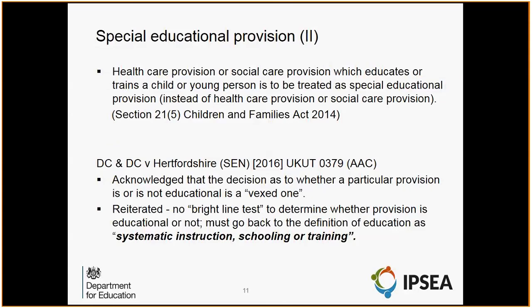An important section of the Act is Section 21(5), and this is the section which says that healthcare provision or social care provision which educates or trains a child or young person is to be treated as special educational provision. The leading piece of case law here, which we've referred to in the slide, is DC and DC against Hertfordshire. And in this one, the upper tribunal acknowledged that the question about whether or not some provision is educational is a vexed one. There is no bright line test to determine this, and if needs be, you'll have to go back to the definition of education as found in the dictionary, such as systemic instruction, schooling, or training.